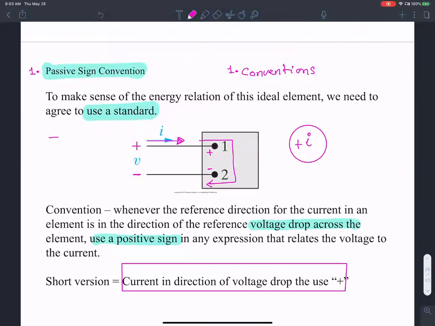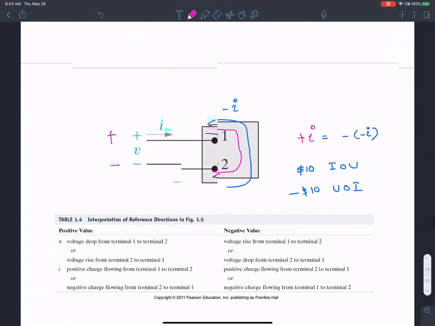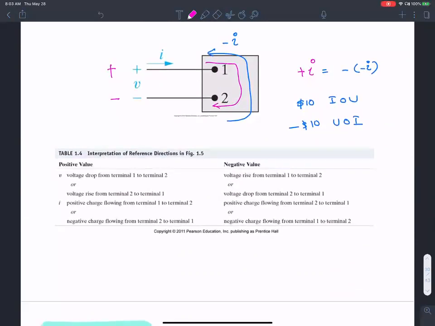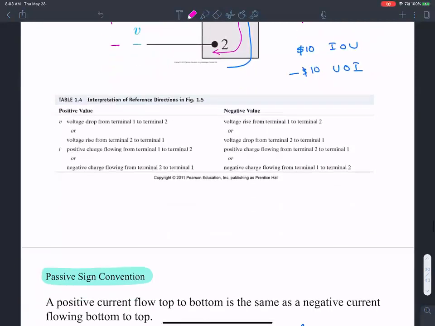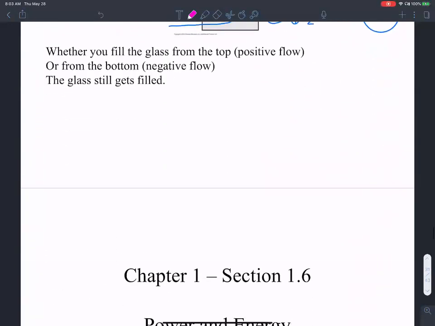The standard is this: if the current is flowing in the direction of the voltage drop, so if the voltage drop is bottom to top, there is a bigger voltage here and a lower voltage there. So the voltage is dropping along that direction. And let's say the current is also flowing in this direction, shown as I. Then we consider it to be a positive current. So current in the direction of voltage drop is positive. The opposite is negative: current against the voltage drop is negative. That's the sign convention we followed.